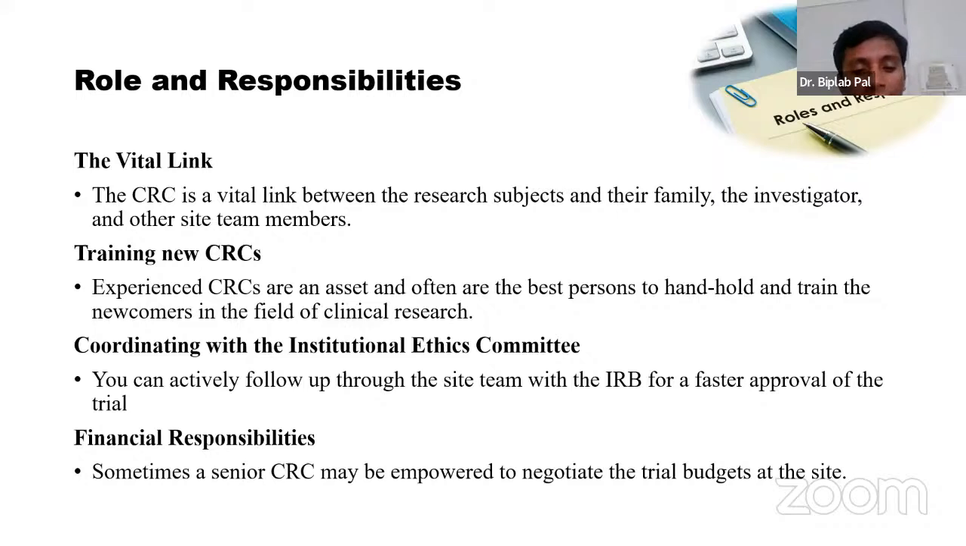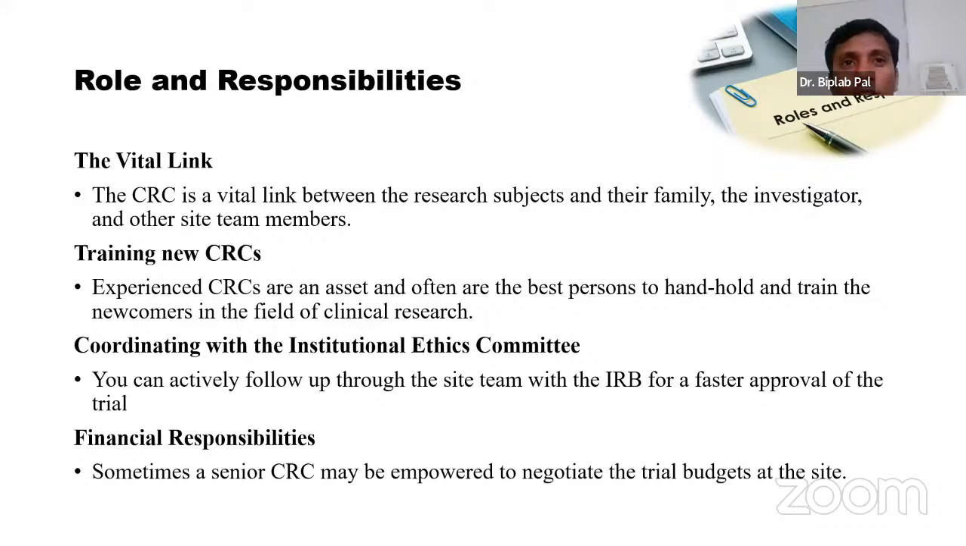Okay, now financial responsibility. The budget: how much budget is required for conducting the trial at a particular site. I'm talking about one hospital where the CRC is working. So the CRC will go and talk with the PI: I have a phase 3 trial. How much money do you need for this?